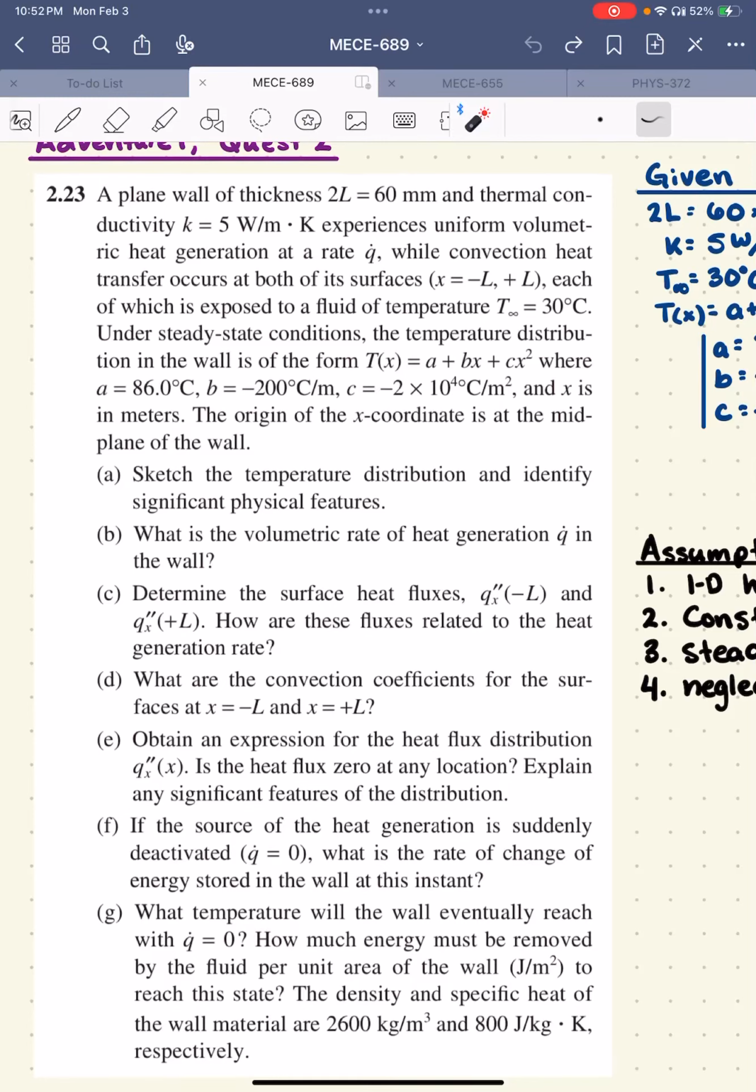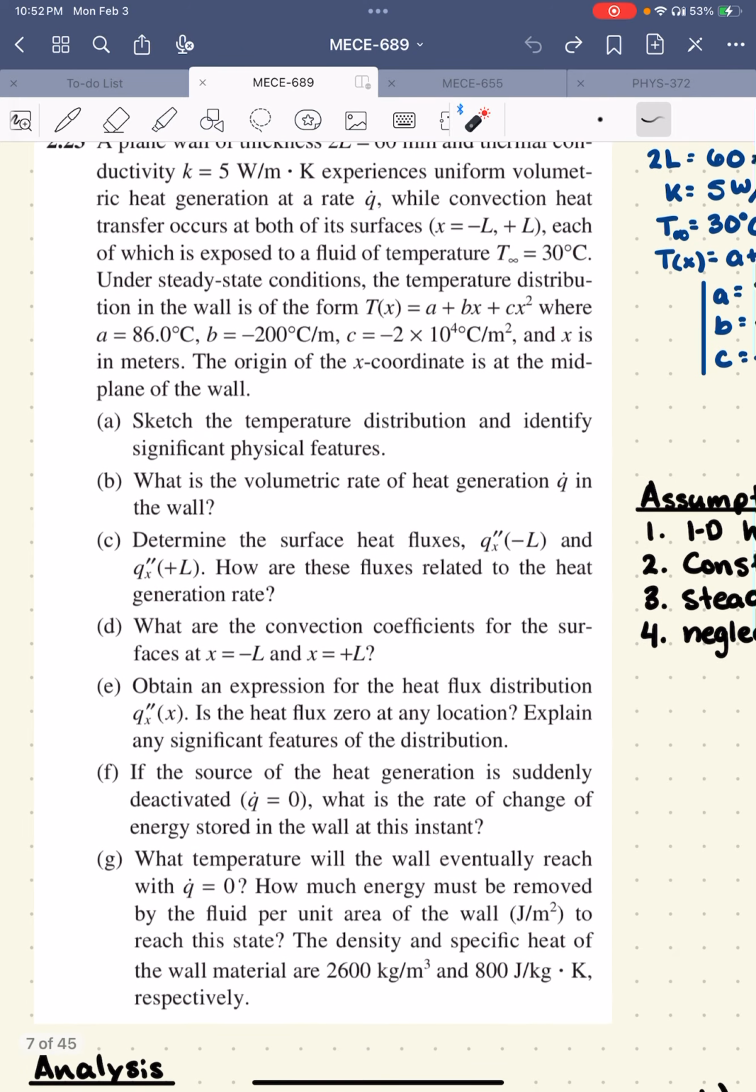Hey guys, for this how-to video, we're going to go over question 2.23. In this problem, we are given a wall of a specific thickness with a certain thermal conductivity, and it has uniform volumetric heat generation. We're setting that to Q dot. There is convection at both surfaces, and the temperature of the fluid is 30 C.